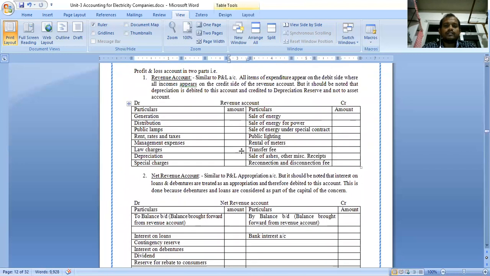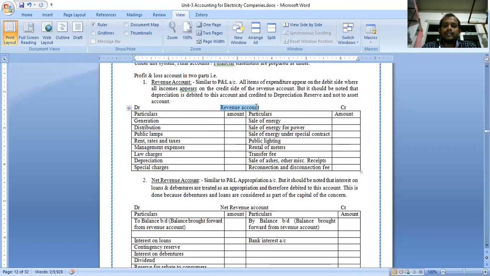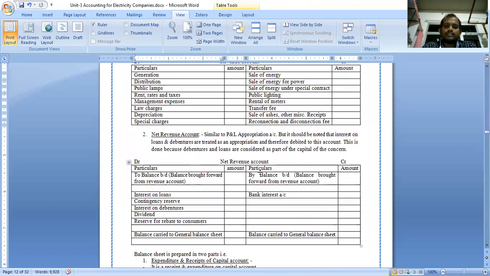And see, whenever we have a balance in the revenue account, whatever profit arises in the profit and loss account will be transferred to the profit and loss appropriation account. Likewise, we have to transfer the amount to the net revenue account by balance brought down. If it is a negative, we have to show it on the debit side.